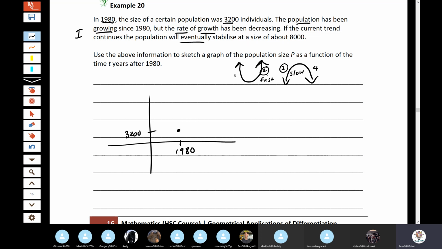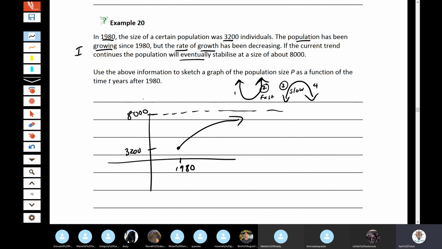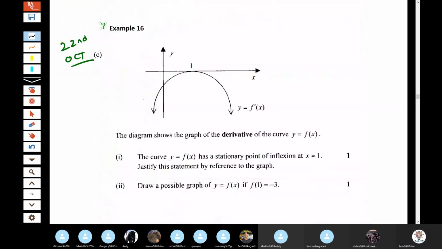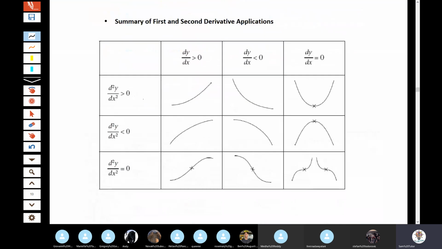Can we see that? So then obviously it's the shape, right? It's increasing at a slower rate. And then what is it approaching? 8,000. Happy? Very good. And that's what we pretty much missed last week, but then that's what this graph is telling you.